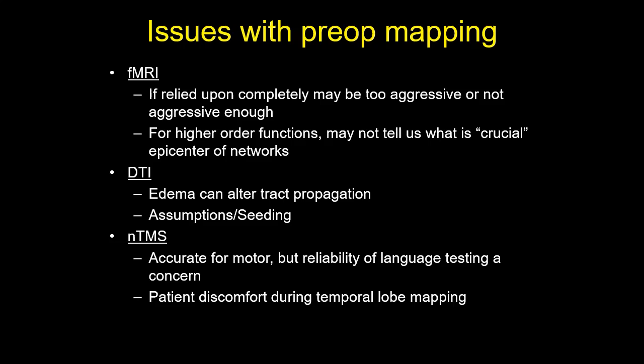For navigated transcranial magnetic stimulation, it has been shown to be very accurate for motor mapping relative to fMRI or direct electrical stimulation. However, the reliability of language testing is a concern, as the ideal stimulation parameters have not been worked out to date. In addition, mapping of language function within the temporal lobe can cause some patient discomfort from contraction of the temporalis muscle.